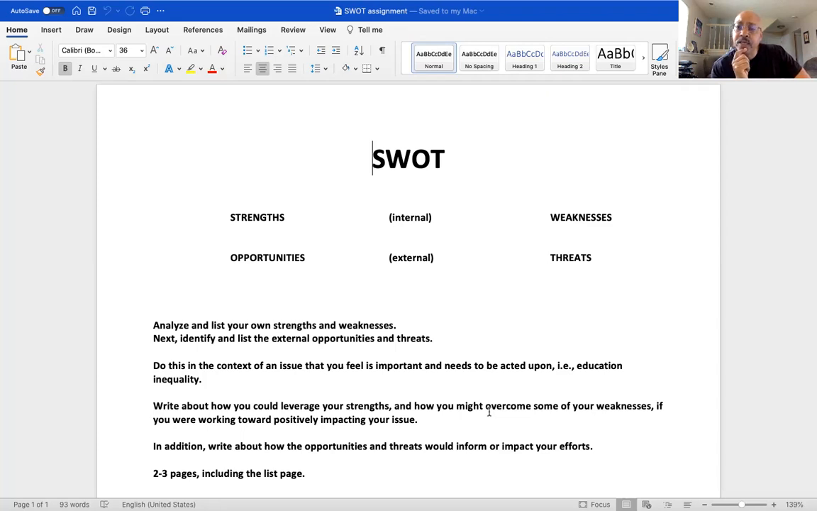The example we're going to use is education inequality. So if you're passionate about that, you're going to do a SWOT analysis with that issue in mind, thinking in the context of me being able to make a difference, if I have the opportunity to make a difference with that issue, what are the strengths that will serve me? And what are the weaknesses that might cause me stumbling, cause me effort that I can't afford to put out, that might shortchange what I'm trying to do, those kinds of things. What are the weaknesses that I wish I could overcome and could possibly overcome?